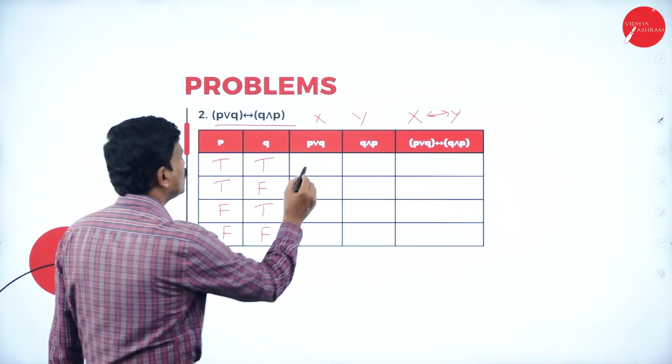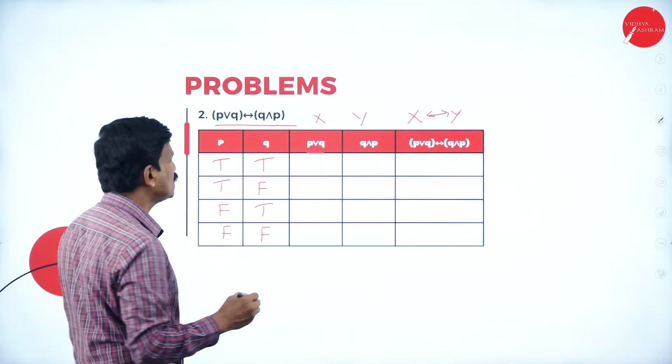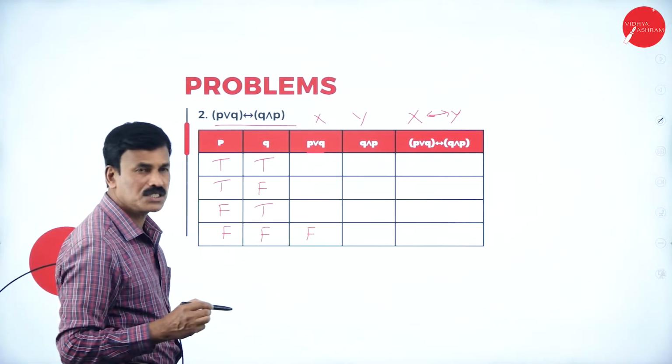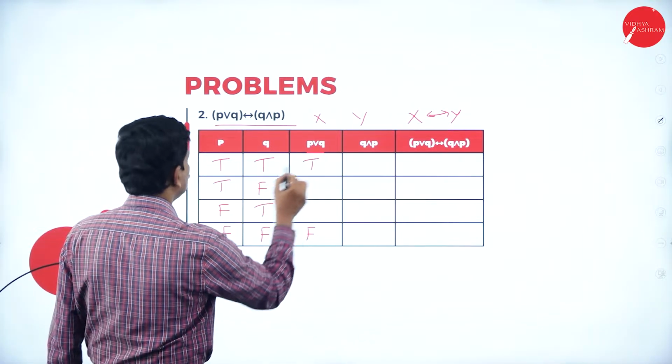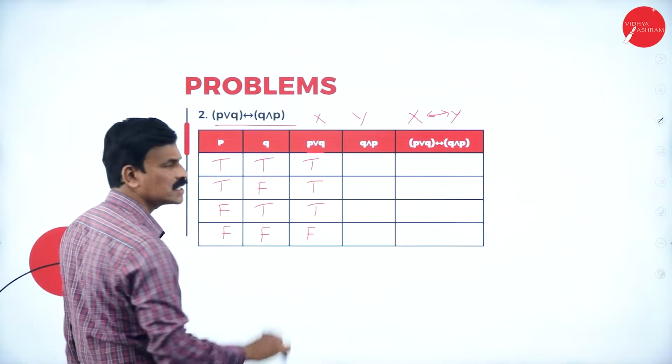Now, what is to be written? P disjunction Q. For disjunction, false and false is false, in all other cases it is true. So true and true is true, true and false is also true, false and true is true, false and false is false.